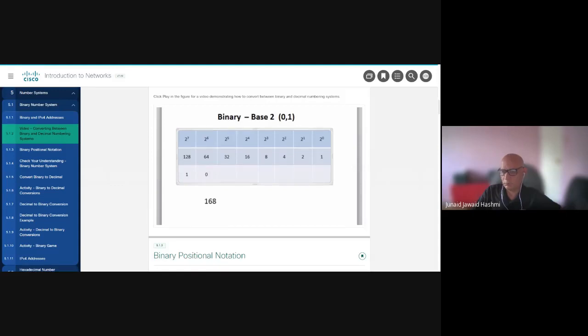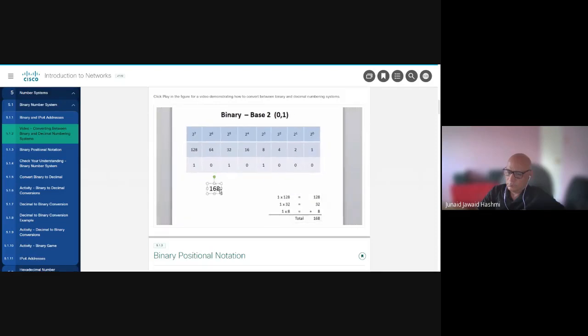I still have 128 now. Now, do I need a 32? 128 plus 32 is 160, so yes, I could use a 1 here. Now I have 160. Do I need a 16? No, that would make 176, which would go over my target number of 168. I'll put a 0 here. What about an 8? If I add an 8, I'll hit the number perfectly. 128 plus 32 plus 8 is 168. I'll follow this up with zeros in the 4's place, the 2's place, and the 1's place.